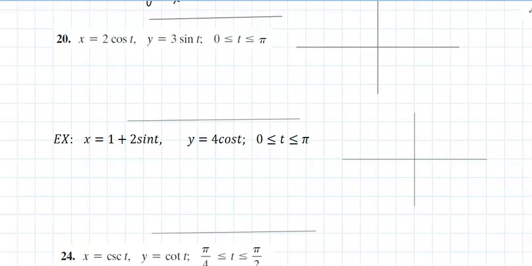Okay, we're continuing on. I'm going to get to number 20. I want to see if I could finish these problems within this video. 20 has x equal 2 cosine t, and y equal 3 sine t. Well, anytime I see trig, I'm going to think of identities.